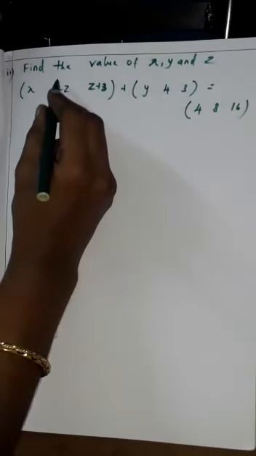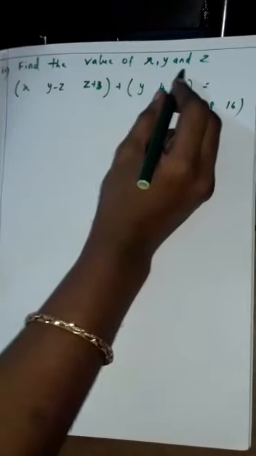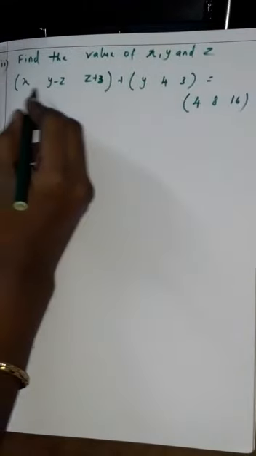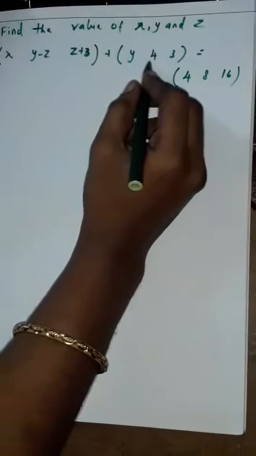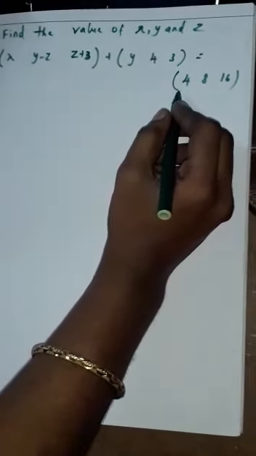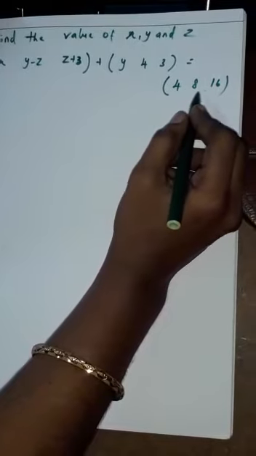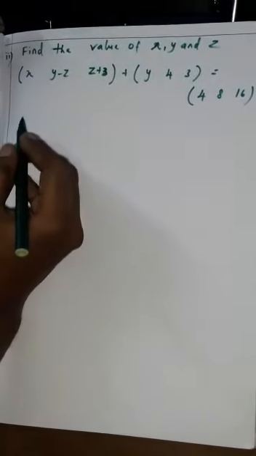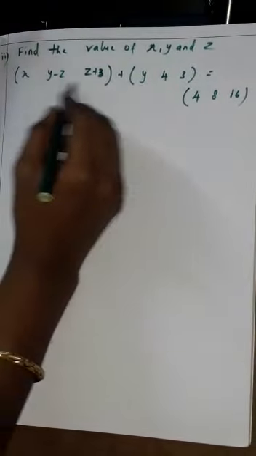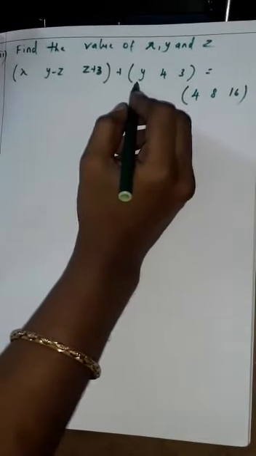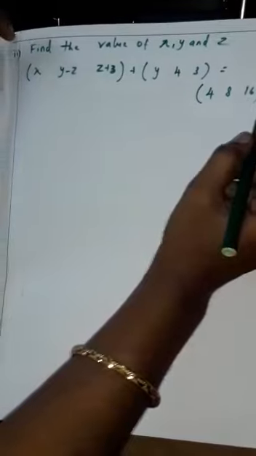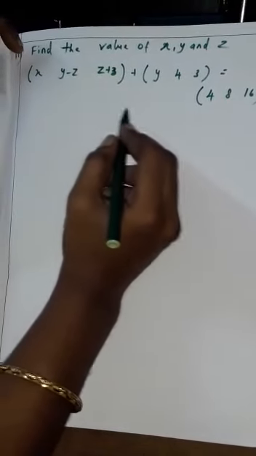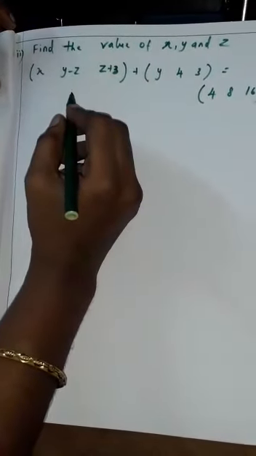Fifth, second one. Find the values of x, y and z. First bracket x, y minus z, z plus 3, close the bracket, plus the next bracket y, 4, 3, equal to the right hand side bracket 4, 8, 16. First of all, check the order of the matrix. 1 row and 3 columns, this also 1 row and 3 columns, and the right hand side also 1 row and 3 columns. So the order of the matrices is equal. Then directly add the corresponding elements.